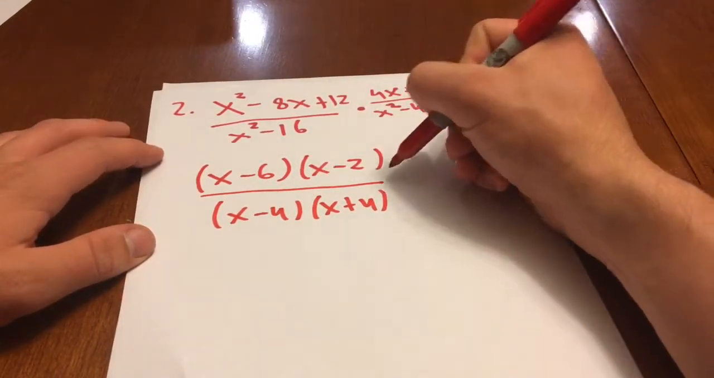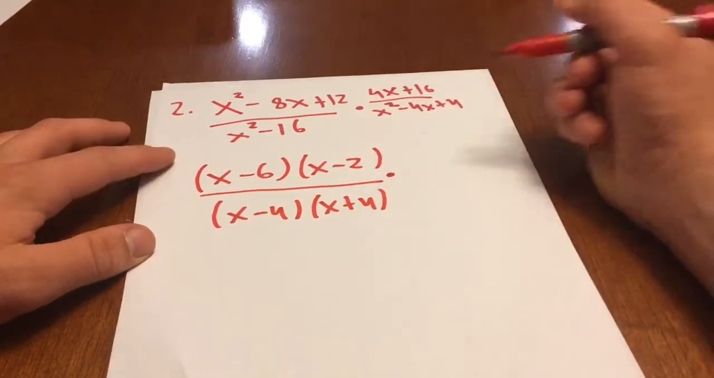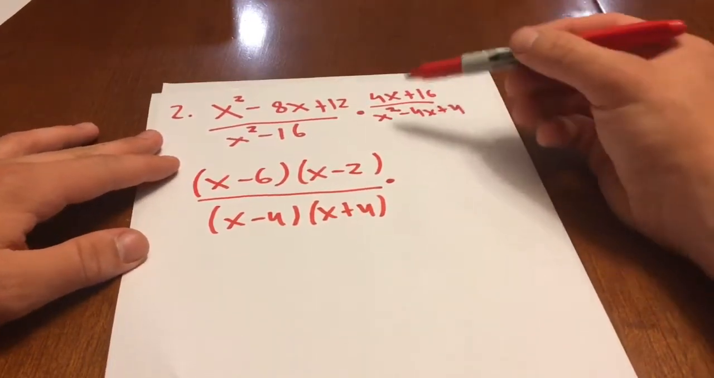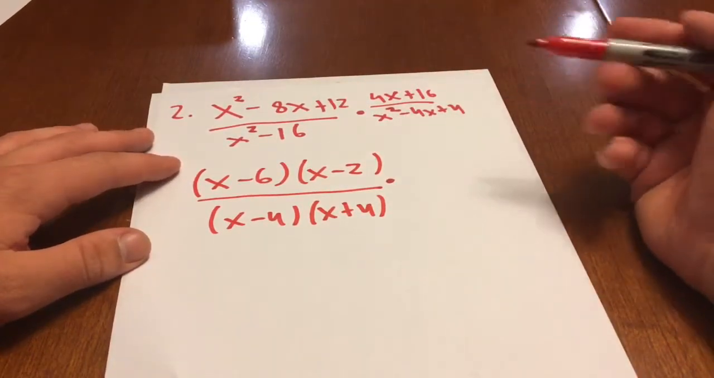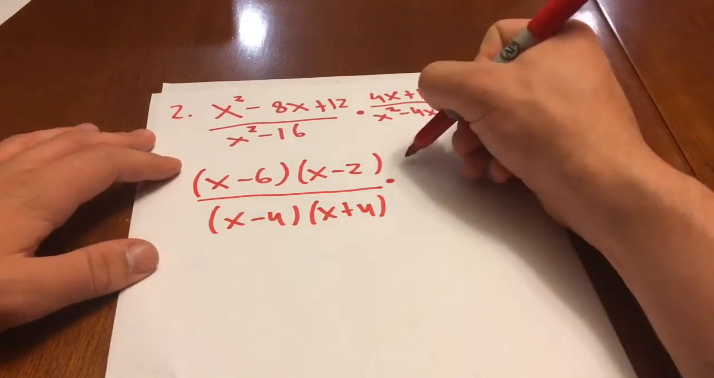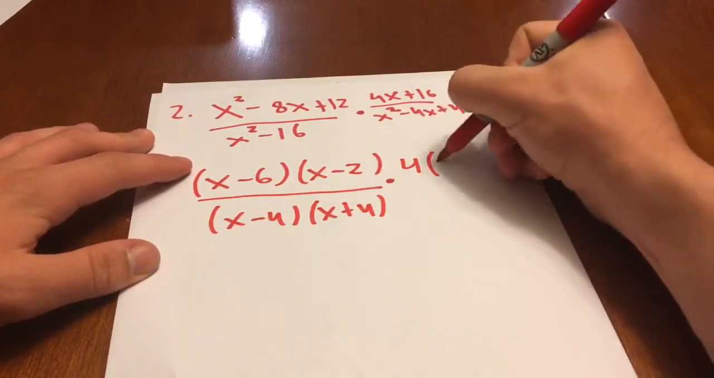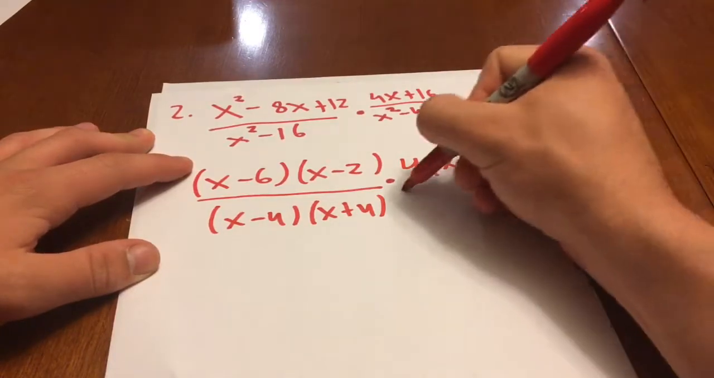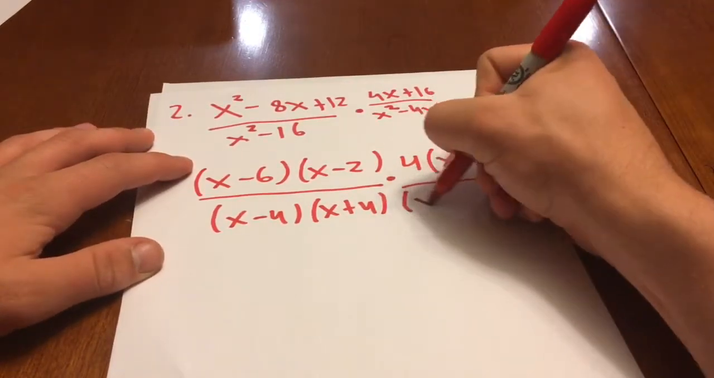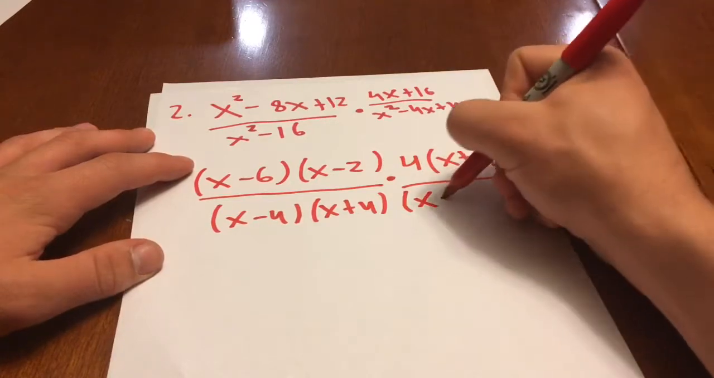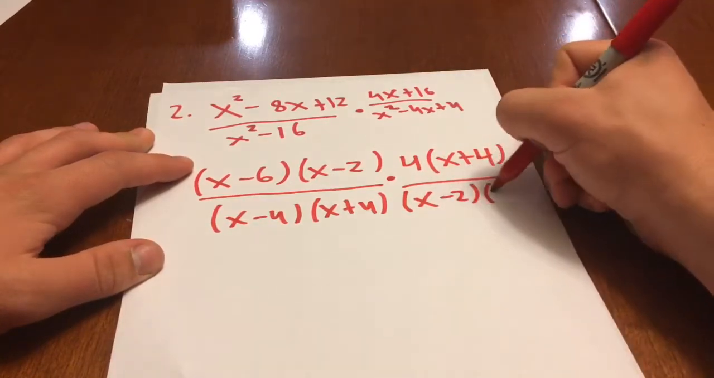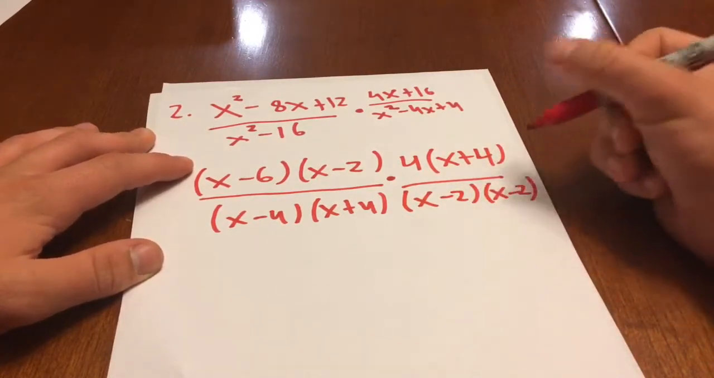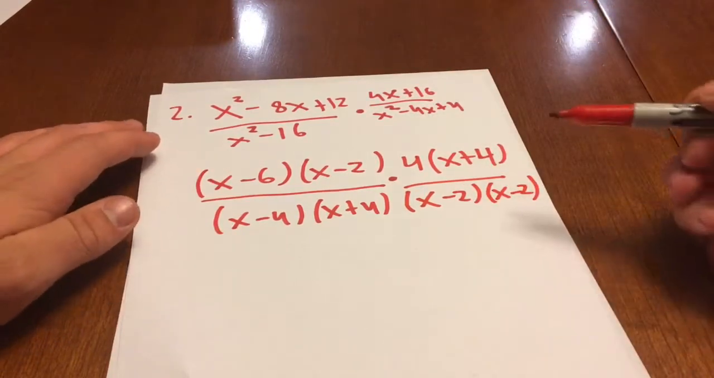And that is multiplied by, it looks like we can find a GCF of the 4x plus 16, and that would be 4, so we put the 4 out front, and we're left with x plus 4 over (x minus 2)(x minus 2), which would be x squared minus 4x plus 4 factored.